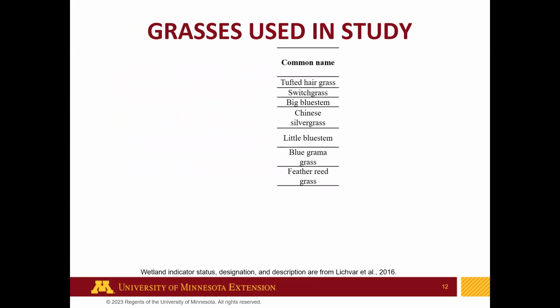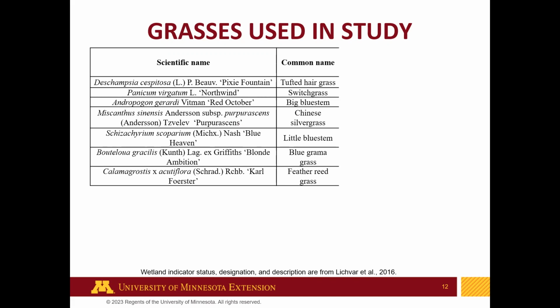For the two studies that I'm going to be talking about, we selected 7 commonly recommended species of perennial ornamental grasses. And again, they're commonly recommended for rain gardens, but there wasn't a whole lot of data that would warrant their use in rain gardens. And for each of these 7 species, we selected just one commercially available cultivar to use in the trial. Starting at the top, we have PIXIE fountain, tufted hairgrass, Northwind, switchgrass, red October, big bluestem, purpurescence, Chinese silvergrass, blue heaven, little bluestem, blonde ambition, blue grama grass, and Carl Forrester feather reed grass.